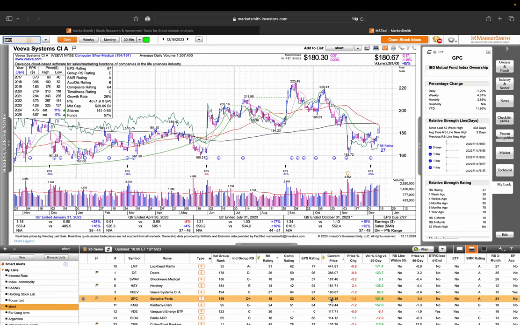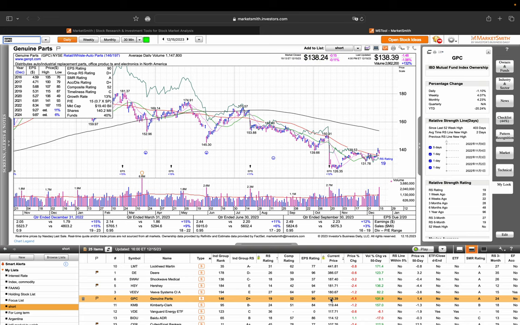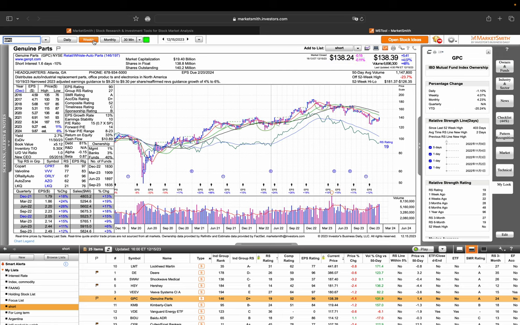Okay, let's go next. What I'm trying to explain is that I'm looking at the chart in more detail after doing the screening and selecting the names using the iPad version. And this is what I'm doing on the desktop version.